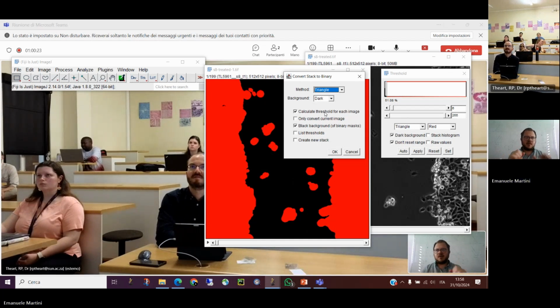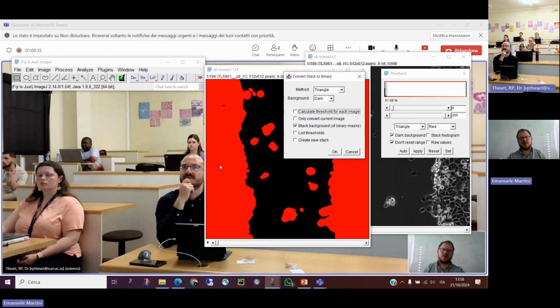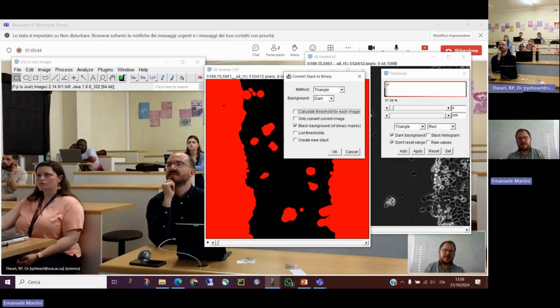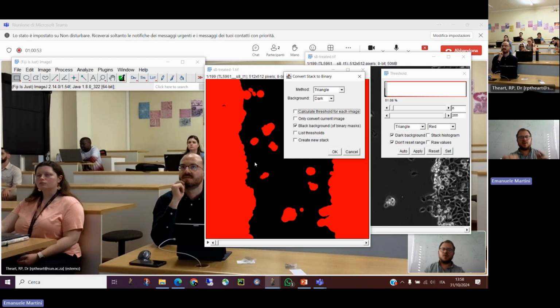Or the other option, if you untick it, if you don't put the tick like this, you will calculate the intensity value of thresholding only using the first image. So it will find the histogram of the first image. It will use the method you selected, in our case triangle. It estimates the intensity value, and it will use, in this case, 6, the intensity value it has found on the first frame, for all the frames. So it will not every time calculate the new value.